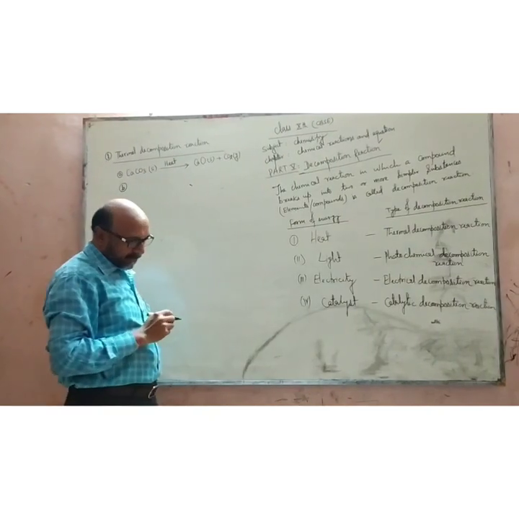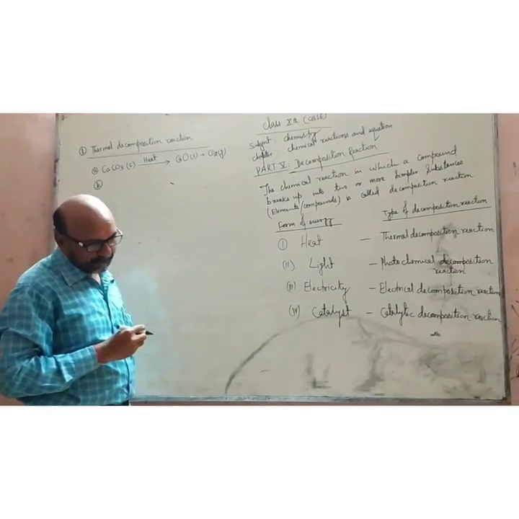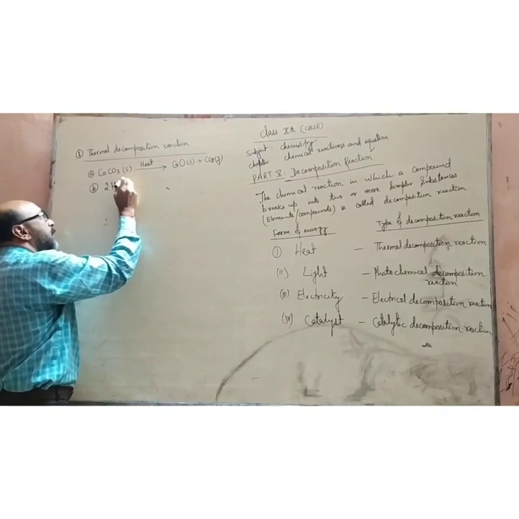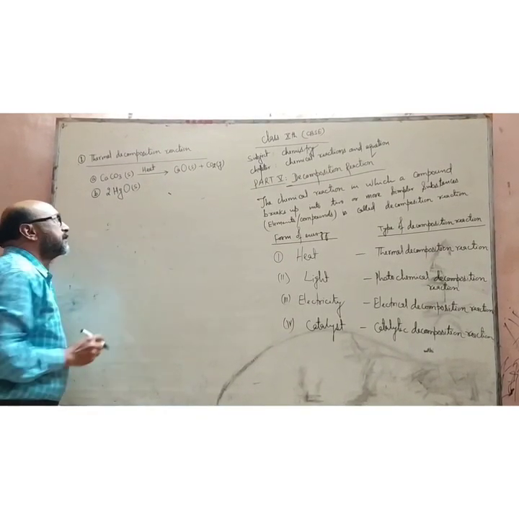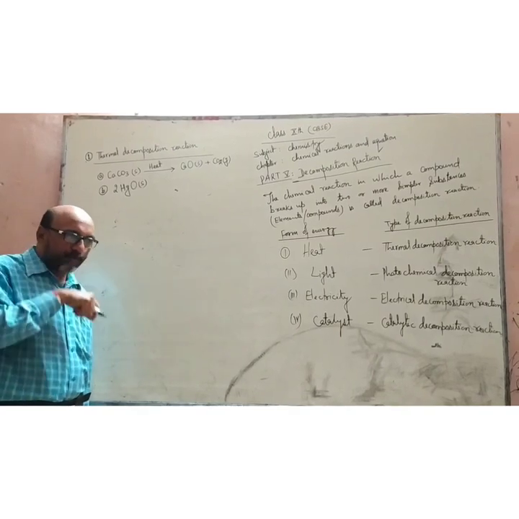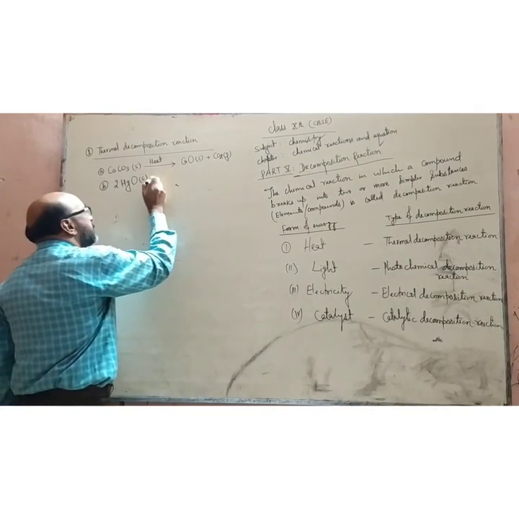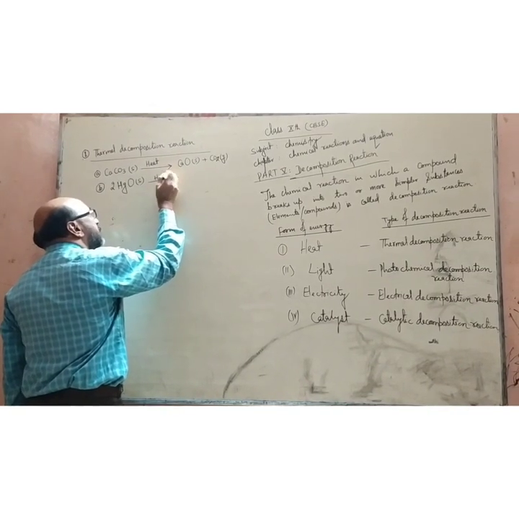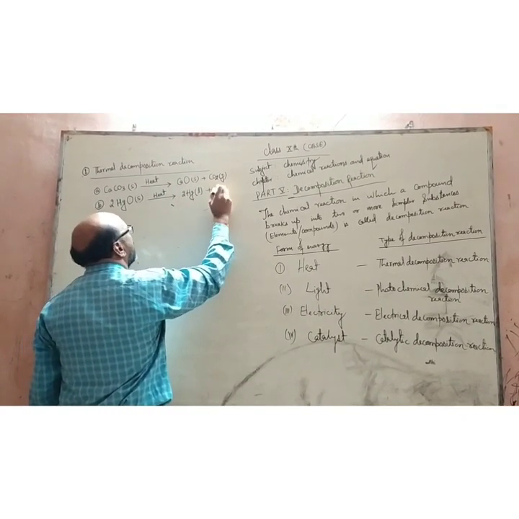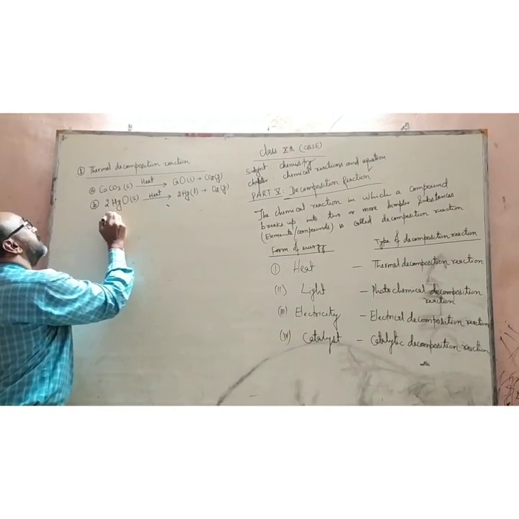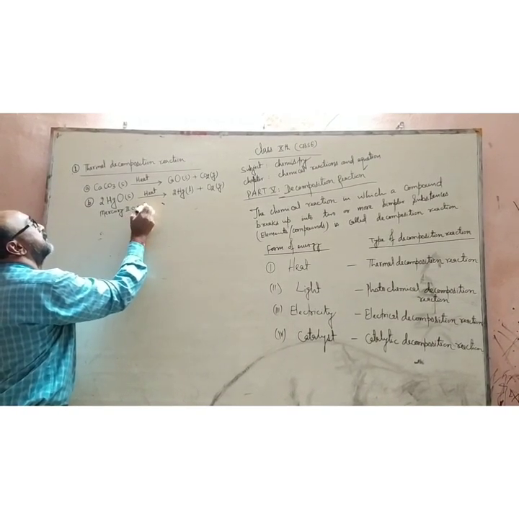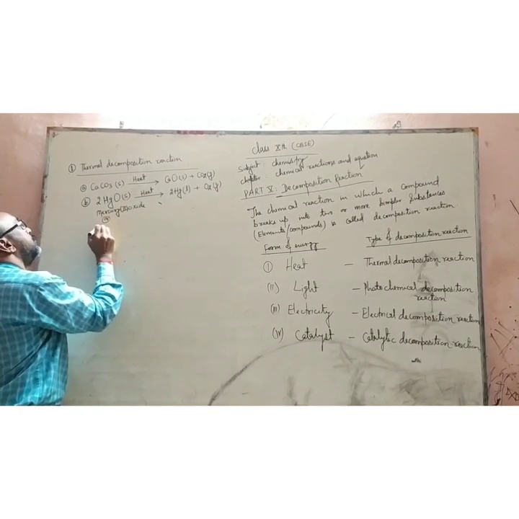Similarly, we can take another example of decomposition reaction, that is HgO. HgO is mercury(II) oxide or mercuric oxide. When it is heated, it decomposes into liquid mercury metal and oxygen.